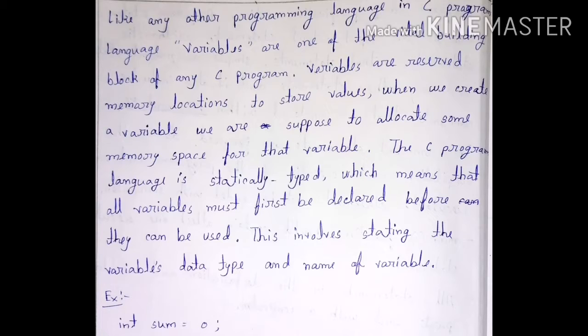So here is an example. int sum = 0; Here sum is the variable name. The data type is int, meaning integer, and the value is 0, which means the data type of that variable is integer, so we can keep only integer values for this variable. And the semicolon is a must, so don't forget to put a semicolon at the end of the line.